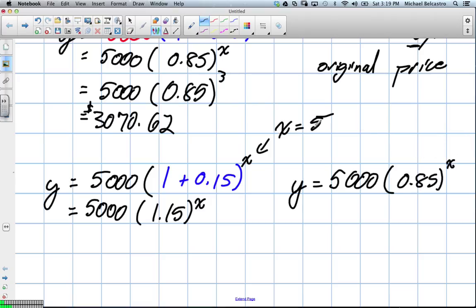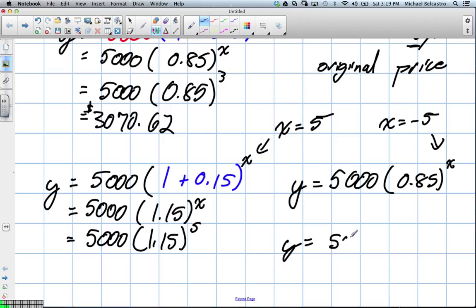Well, in this case, our x is no longer 5, but we're thinking 5 years ago. What would be the value for 5 years ago? If we're going back, instead of saying positive 5, we would say negative 5. So let's see how these two things differ. In this case, it's 5,000 times 1.15 to the power of 5. And in this case, it's 5,000 times 0.85 to the power of negative 5. And let's see how different our answers end up being.